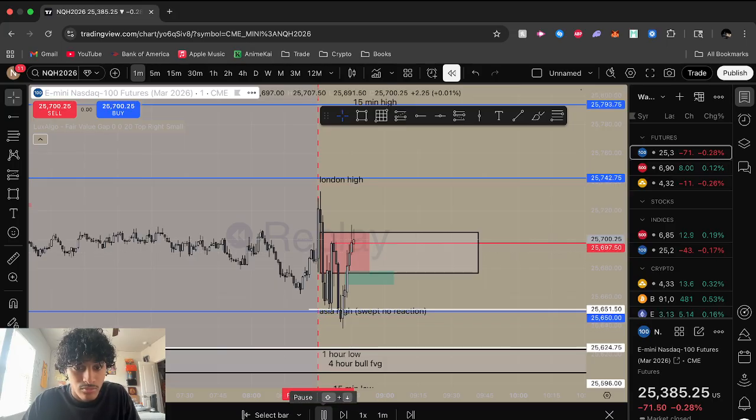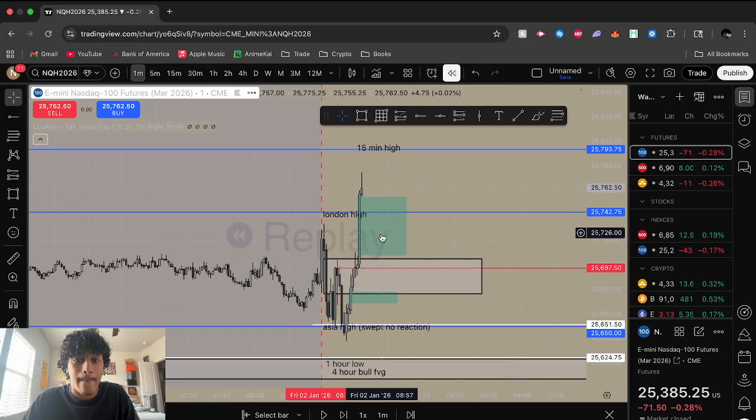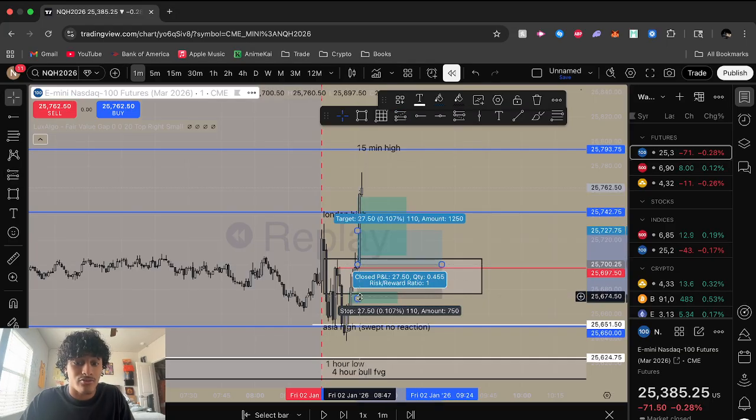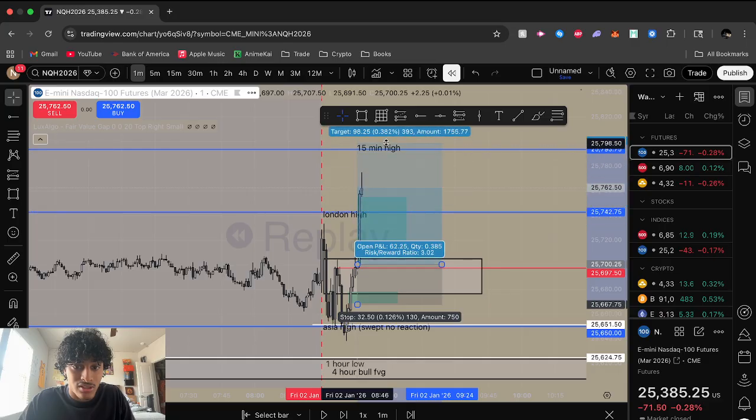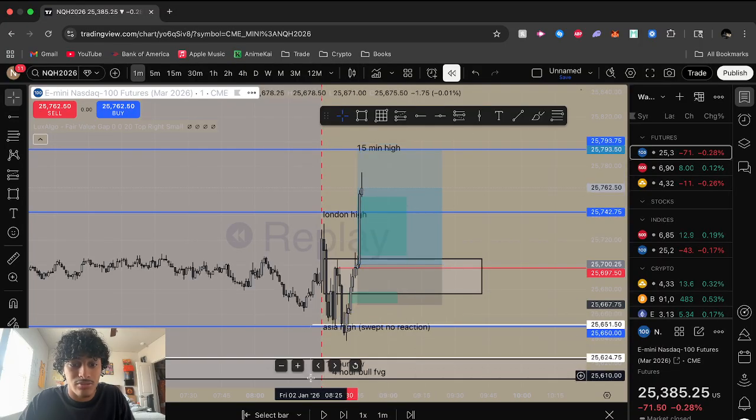We didn't get the close here. That's where we got the close. So honestly, I don't even know if I would have caught this, because if I entered up here, we'd already taken the London high out. So maybe if I'm feeling risky, I enter right here and then try to run this, but I don't think I'm brave enough to do something like that.